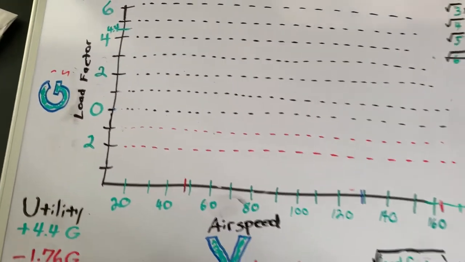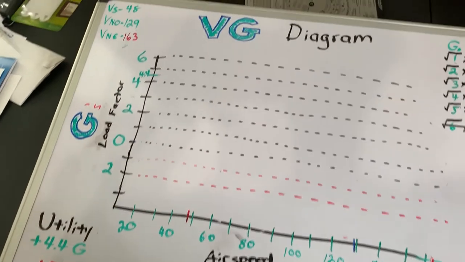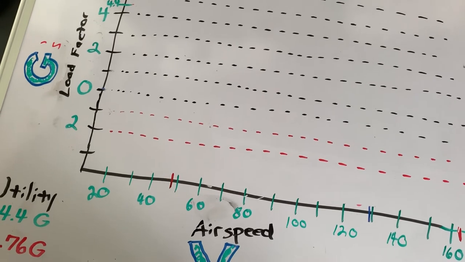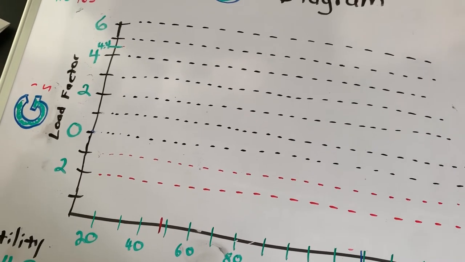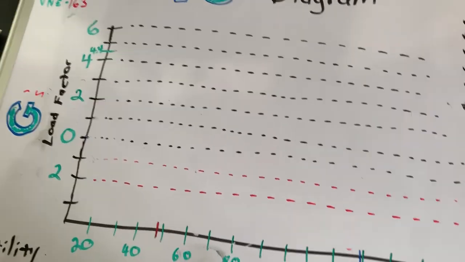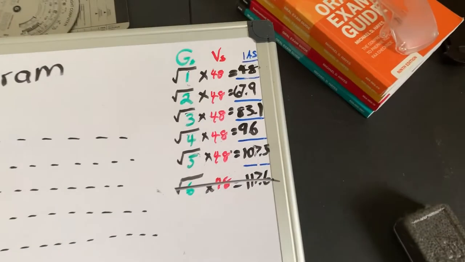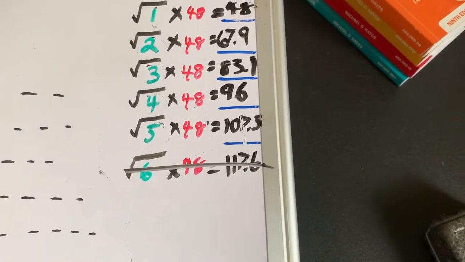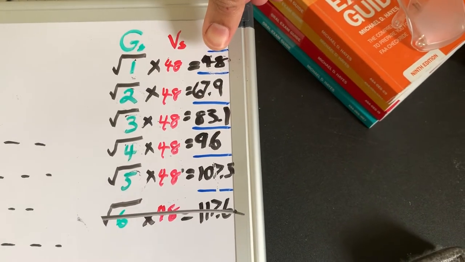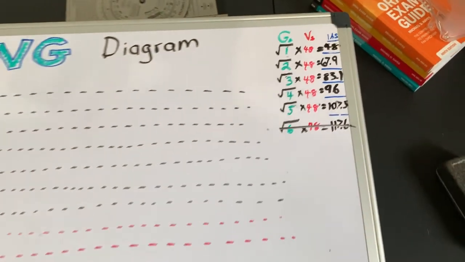The next thing you're going to need is, just like we talked about in the lift equation, how velocity is squared and it's exponential. In other words, the faster you go, if your speed is doubled, your G's are going to be quadrupled. That's why we're going to need these equations. For every 1 G, you're going to do the square root of 1 times the stall speed, and you're going to get these numbers over here. We'll explain what these numbers are in a bit.